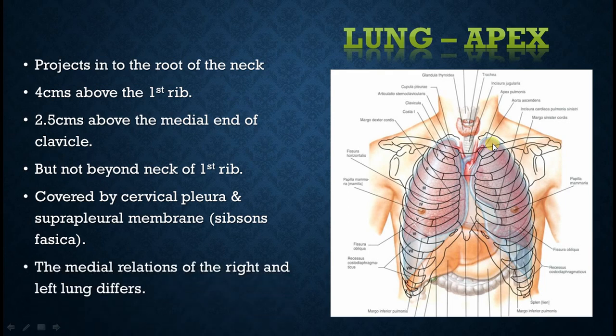Okay. Now, if you look at both the lungs, the anterior, lateral and posterior relations of the apex of the lung are the same for both sides, but only the medial relations of the apex of the right lung and the left lung are going to differ. Okay, so what is actually thoracic inlet syndrome? I will tell you after dealing with all the relations of the apex of the lung, so you will better understand.